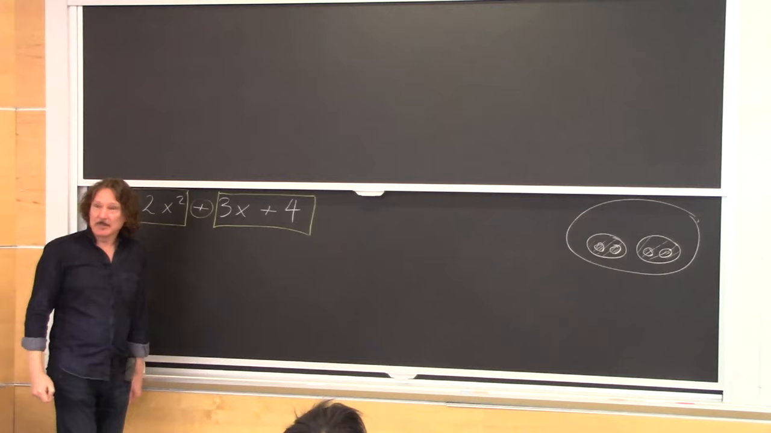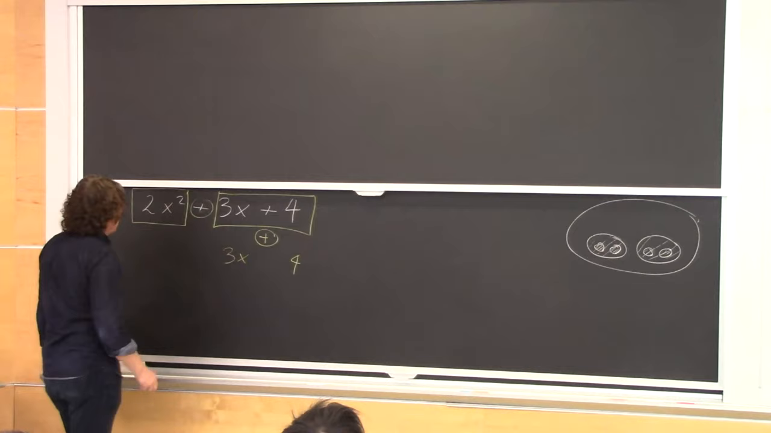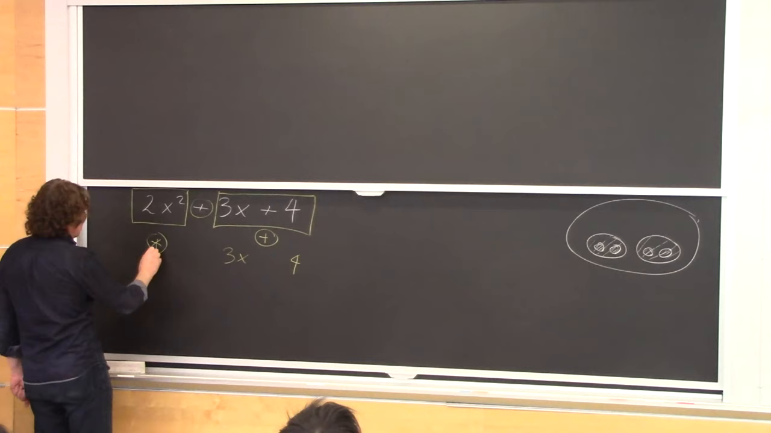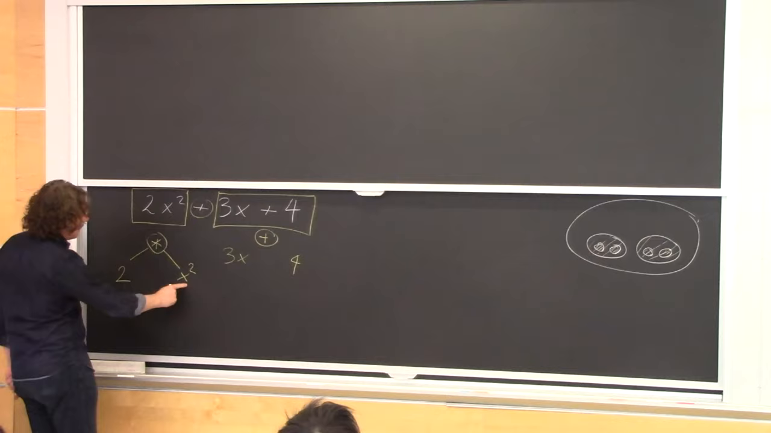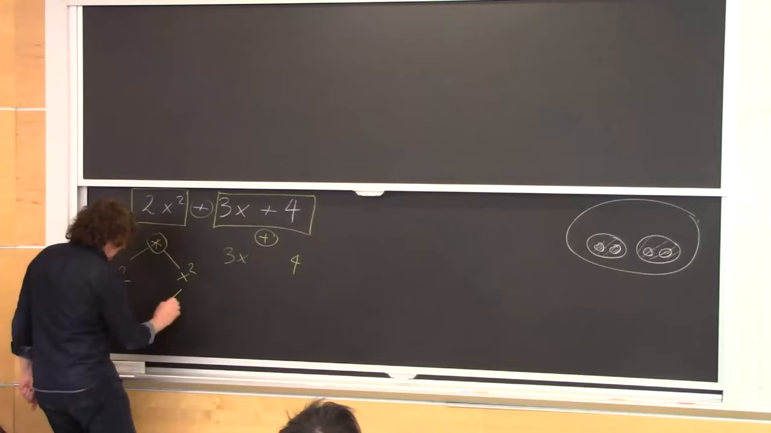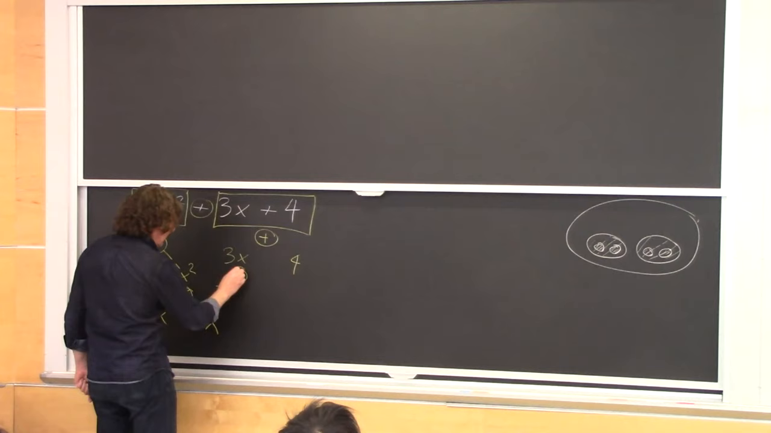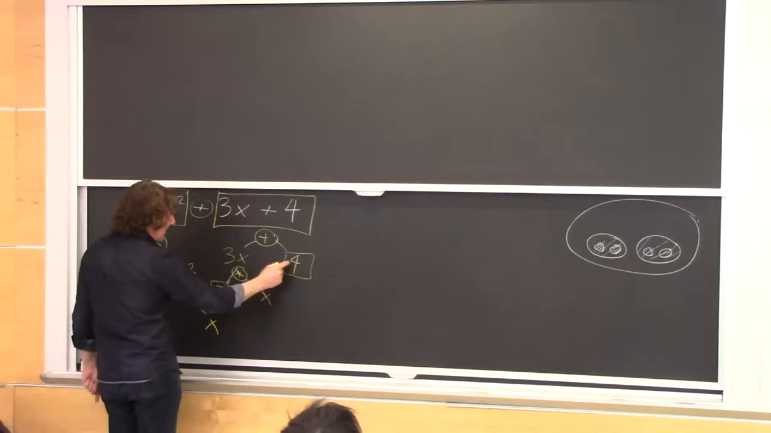I can look at this and say, this guy is also a plus, and it has two children, 3x and 4. This guy is a little different because it's multiplication. So this is a node, let's call it multiplication, and this one has two children, 2 and x squared. Then we continue. What is x squared? Well, it's really x times x, so for all intents and purposes, this will be a multiplication node of x and x. This guy is a multiplication node of 3 and x. These are called leaves of the tree, and they are terminating the recursion. But you see what I did? I did recursion.